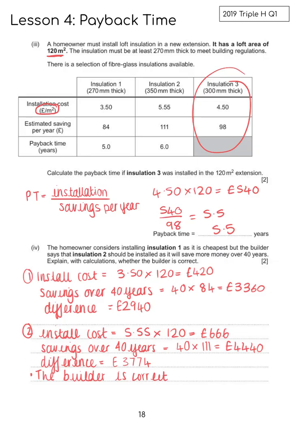So for insulation 1, I worked out the installation cost. It's £3.50 times 120, £420 total. Over 40 years, I've taken the savings per year, times it by 40, £3,360. The difference between these amounts, so that's the savings, but we take away the fact that we had to pay for it in the first place, is 2,940. I did the same maths for insulation 2 and the difference was 3,774. So the savings for insulation 2 was better over 40 years. The builder is correct.